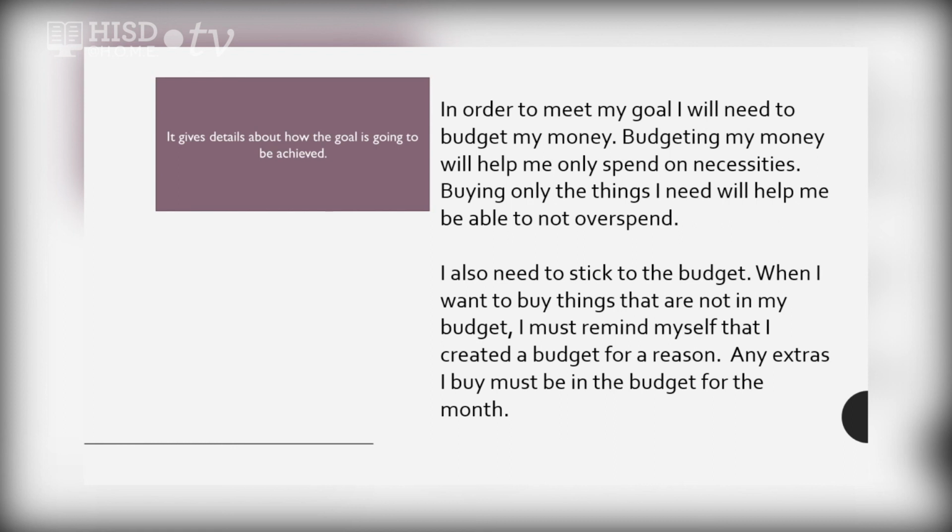I also need to stick to the budget. When I want to buy things that are not on my budget, I must remind myself that I created a budget for a reason. Any extras I buy must be on the budget for the month. Here, I gave my 2 ways that I am going to save money monthly. I'm going to create a budget and I'm not going to steer away from that budget. So here in your body paragraph, you're going to give at least 2 ways that you're going to achieve this goal.